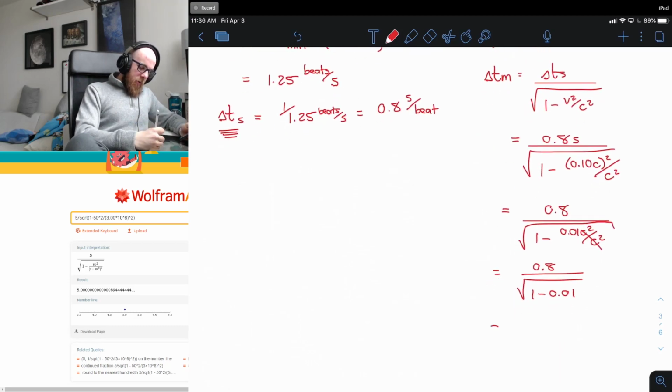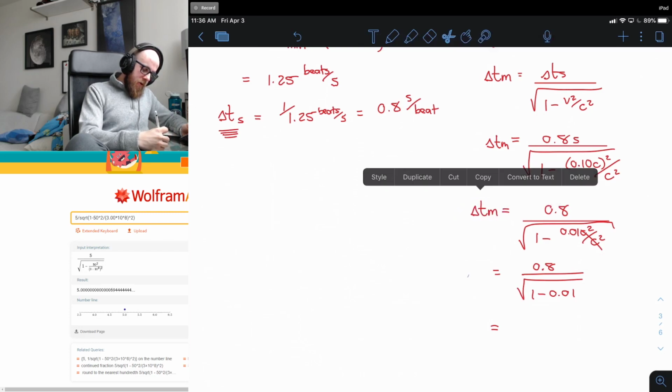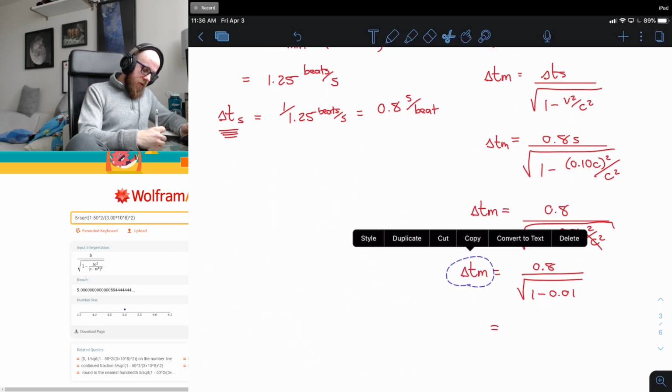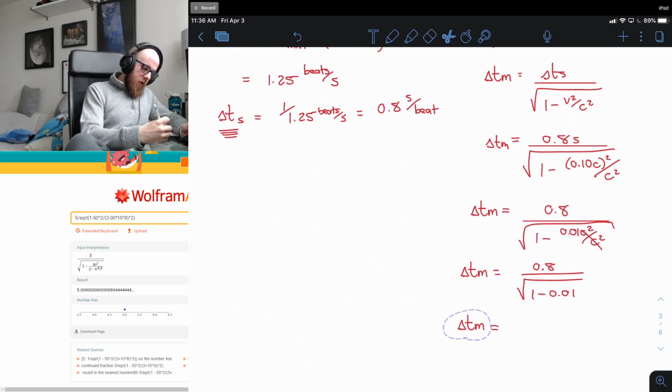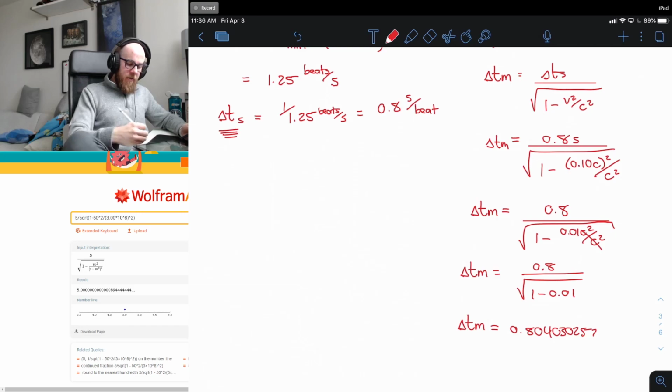We get a value of, so this is our delta Tm. Should have had that all the way down. Here, let's copy. So we find delta Tm is equal to 0.8040302522. Okay. And that is seconds per beat.